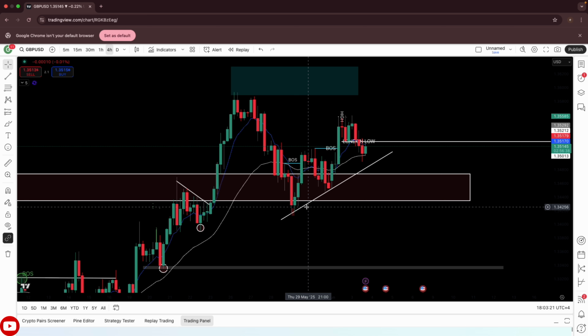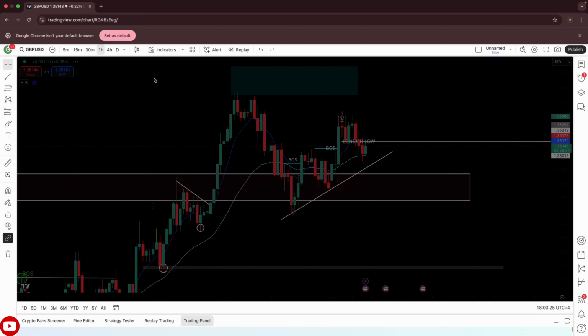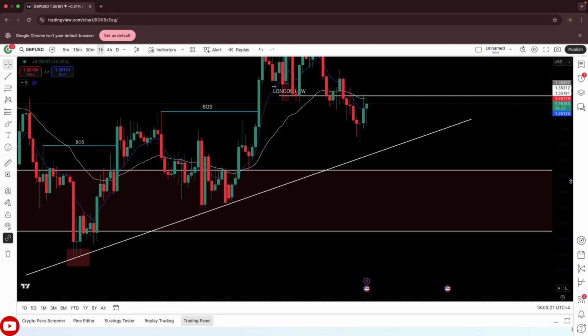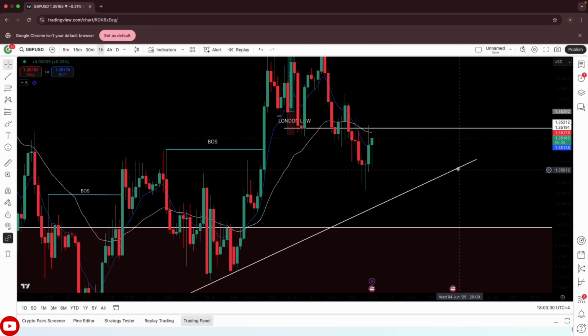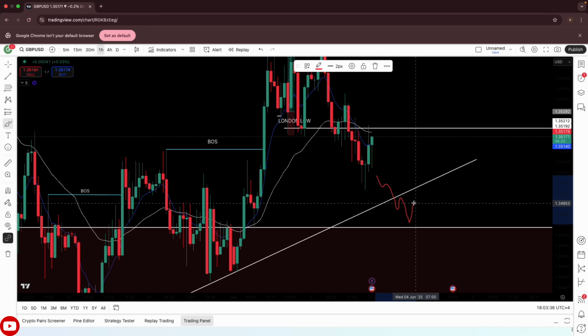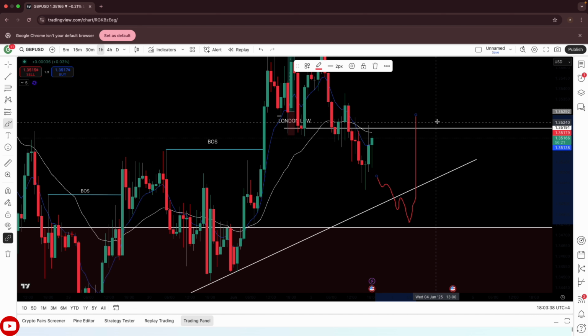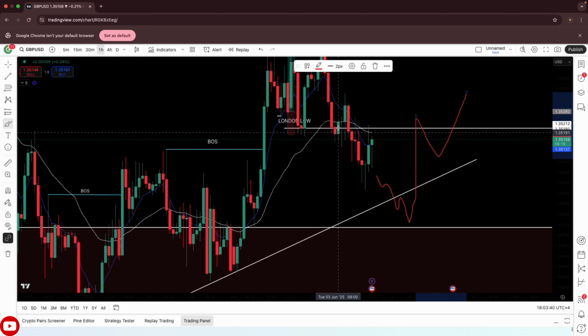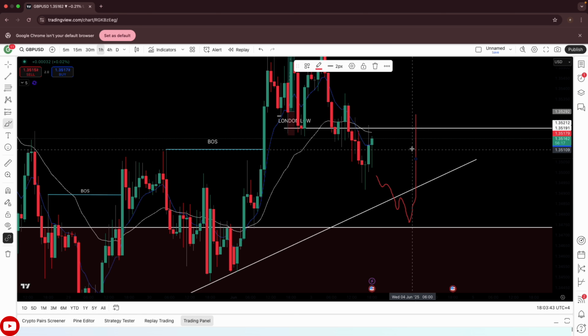By the way, for me this trend line is like a liquidity. I think the market will trap some players in this trend line. It will come down like this, then it will go like this. That high probability is there, because that only happens many times.